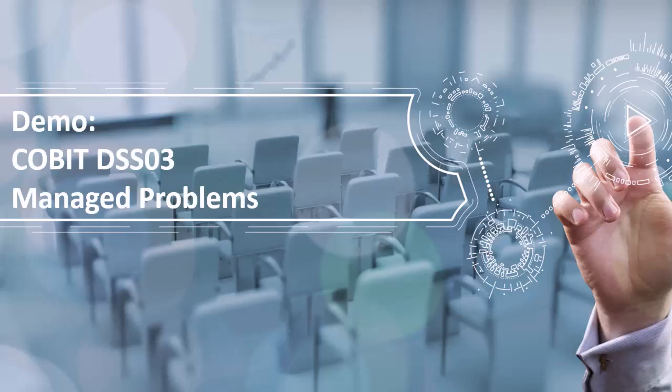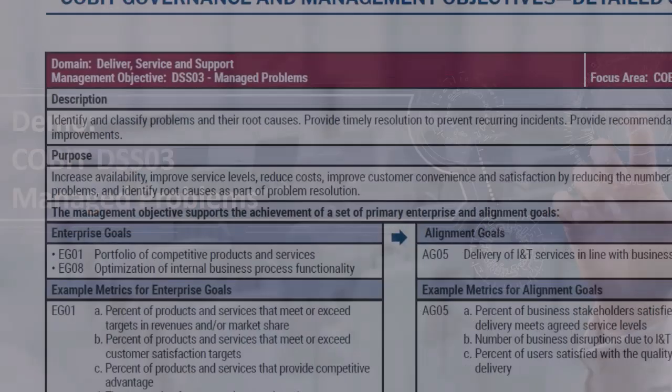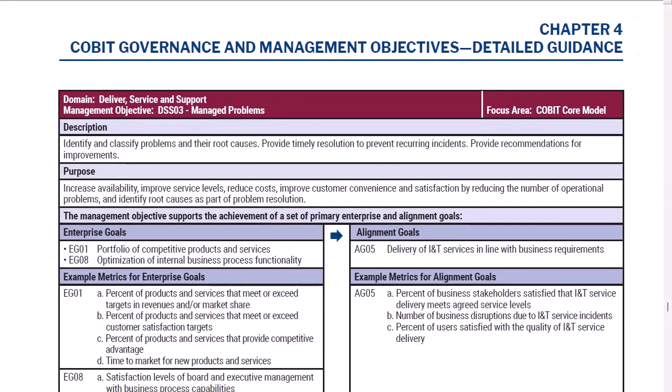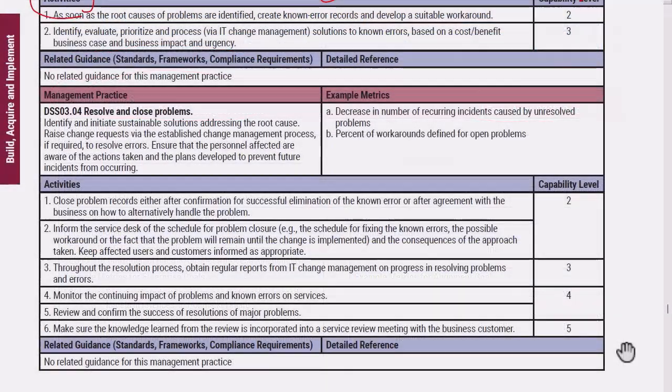Enough slides. Let me jump into the actual COBIT framework and show you what it looks like in the live document. Okay, I jumped right down into DSS03, Managed Problems, in the COBIT 2019 Governance and Management Objectives Guide. Some things you'll see here, it's under the domain called Deliver, Service and Support, right here, DSS03 Managed Problems. It's in the focus area where we resolve and we close those problems.